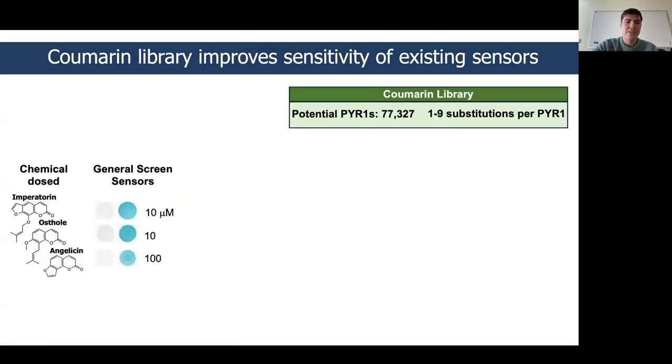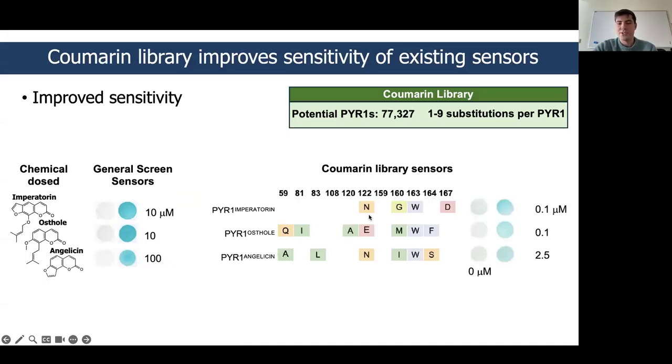And so to remind you of what this data looked like with the general screen library, this is our general screen sensor data for Imperatorin, Osthole, and Gelatin. These are three different coumarins. We were able to get sensors from the general screen libraries at 10 micromolar and 100 micromolar in the case of Gelatin. And when we screened these same compounds against the coumarin library, you can see there's many more mutations than just two. And we were able to get sensors in the low micromolar in the case of Gelatin, and at 100 nanomolar for Imperatorin and Osthole, improving the sensitivity of these sensors, which was really awesome.